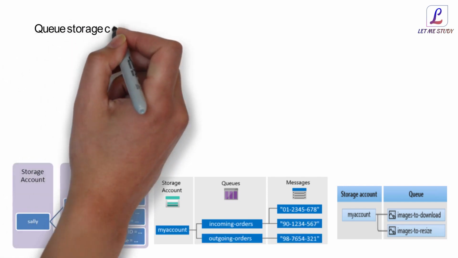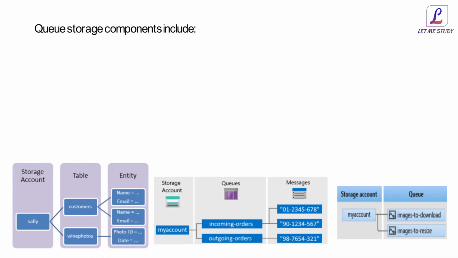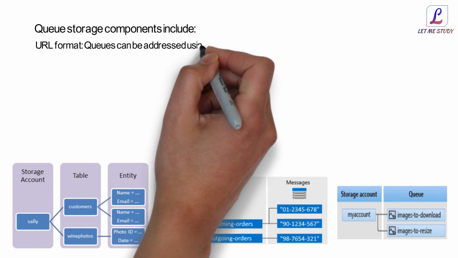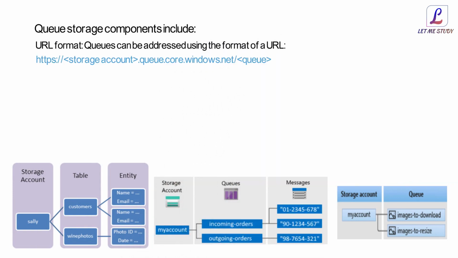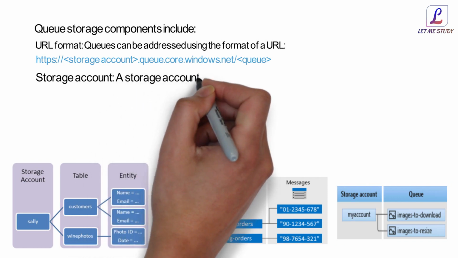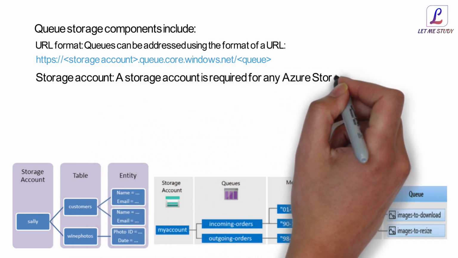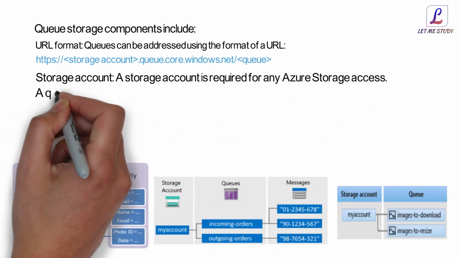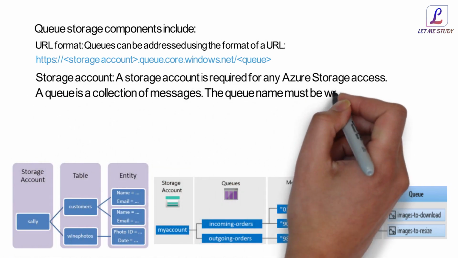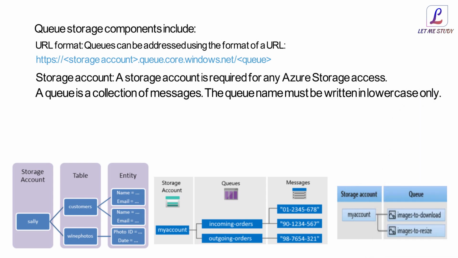Queue storage components include URL format. Queues can be addressed using the format of a URL. Storage account: a storage account is required for any Azure storage access. Queue: a queue is a collection of messages. The queue name must be written in lowercase only. Message: a message of up to 64 KB in any format.